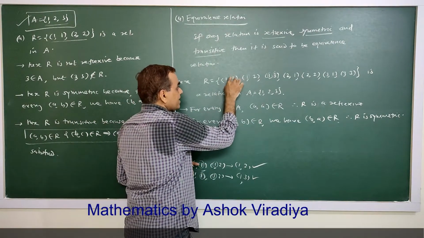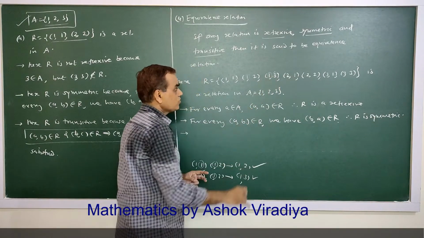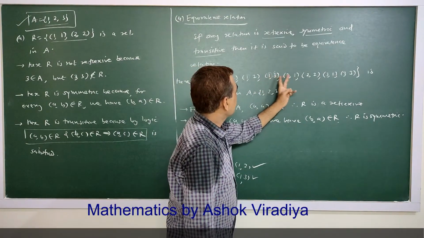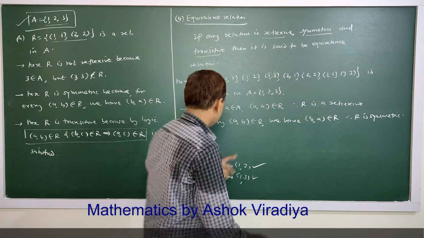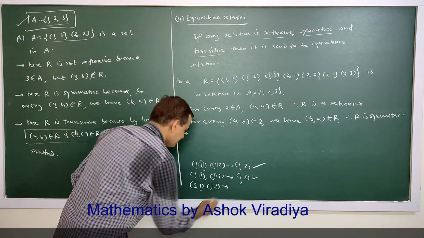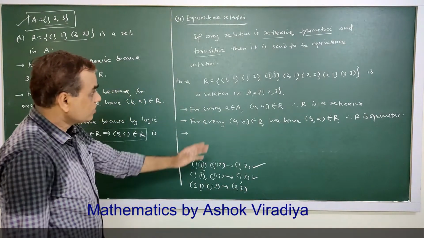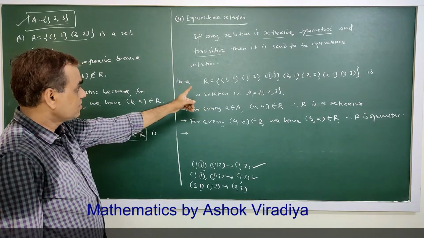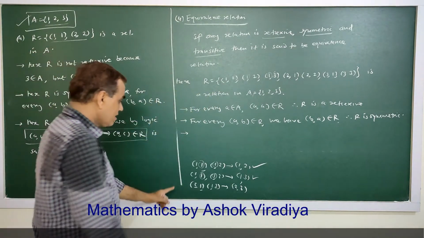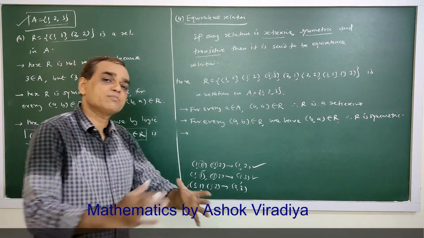Then we take the next pair of elements in which B is in common. Suppose we take (2, 1) and (1, 3). Then we want (2, 3). Now, does (2, 3) belong to R? No, (2, 3) is not in R. So on this step, on this selection, the condition is broken.